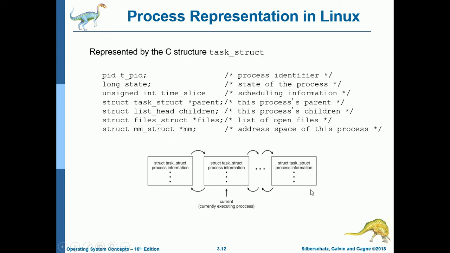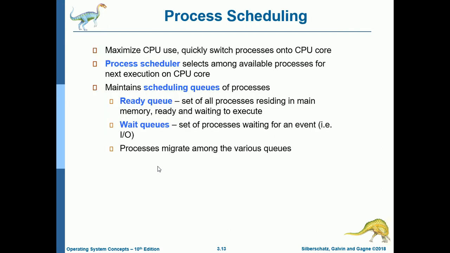This is the illustration of an example of the currently executing process, and for every process they have this process information. Unlike the process control block, this is the structure for a process in Linux. So next we have process scheduling.